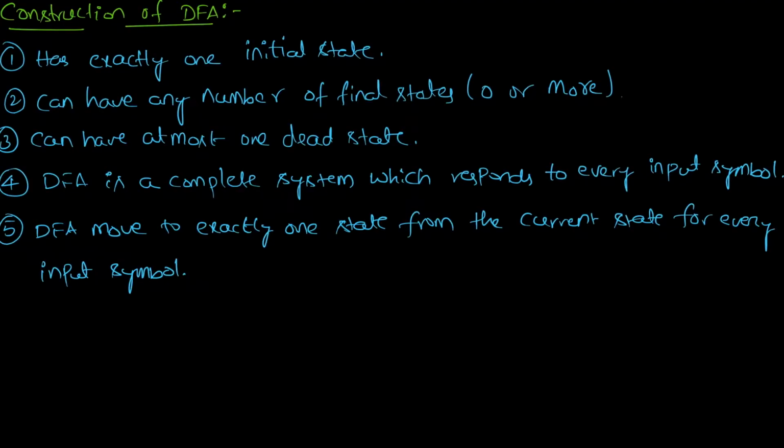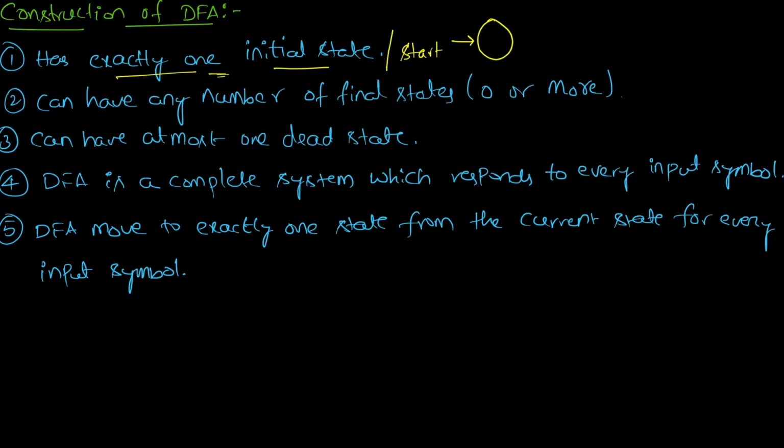Let's consider the characteristics of a DFA before constructing it. A DFA has exactly one initial state. An initial state is a state from which we start processing the input string. We denote the initial state or start state with an arrow mark pointing to the state from nowhere.